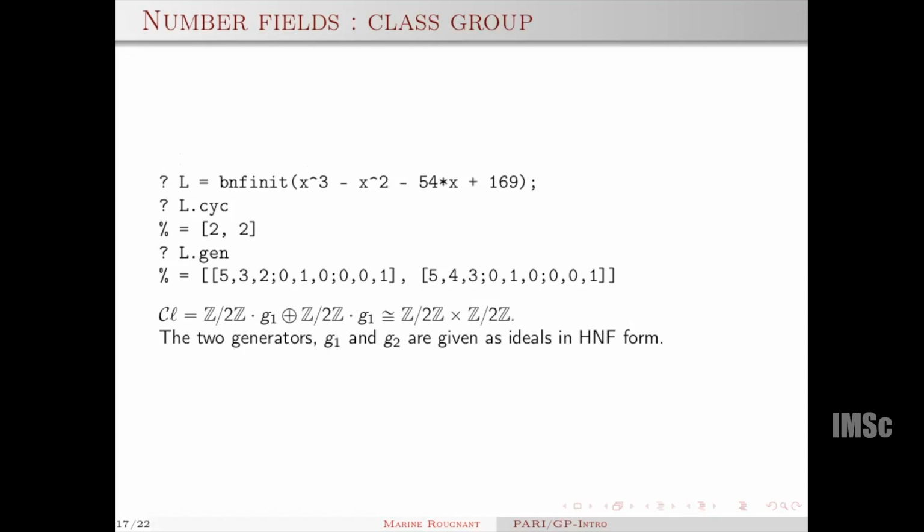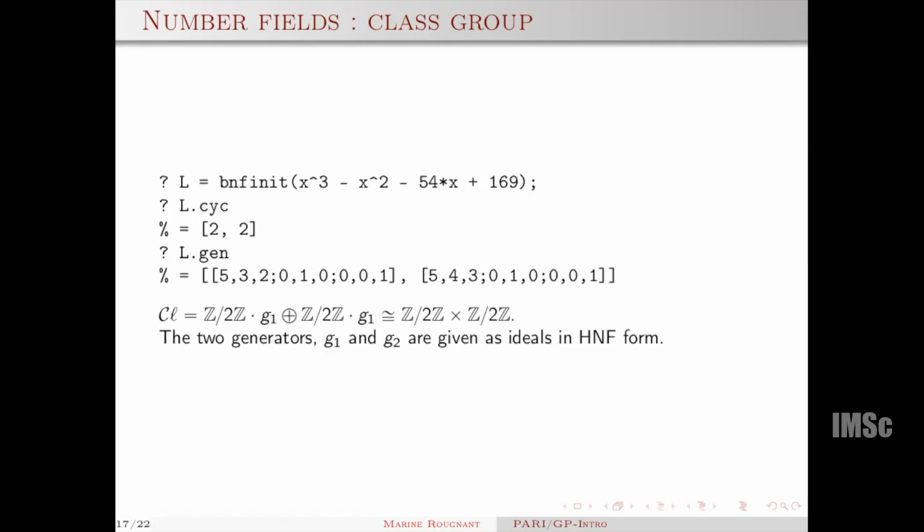So let's change our number field, because we have a trivial class group. We want to have a class group just for the example. So here, let's consider this one. I change my polynomial and I initialize it with BNF units because I want to have access to that group. And that gives you the structure of your class group as a product of cyclic groups. So here it's Z/2Z times Z/2Z. And you can have some generators with .gen. So here you have 2 generators.